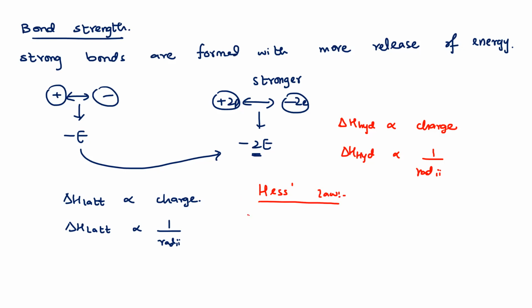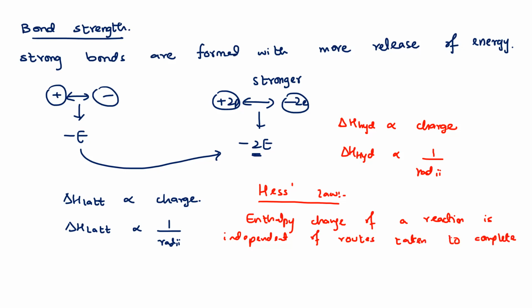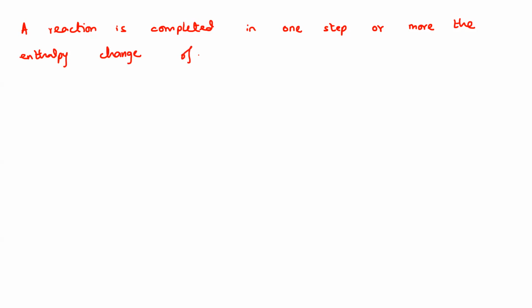So this law states that the enthalpy change of a reaction is independent of the routes taken to complete that reaction. So a reaction is completed in one step or in multiple steps, the enthalpy change of the reaction stays constant.